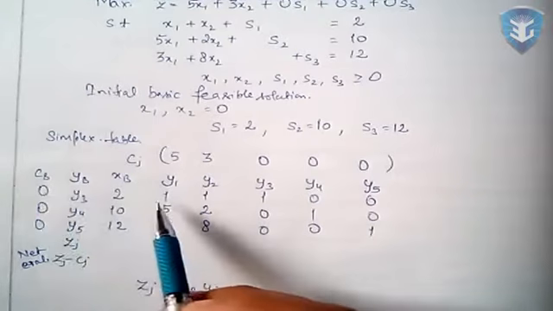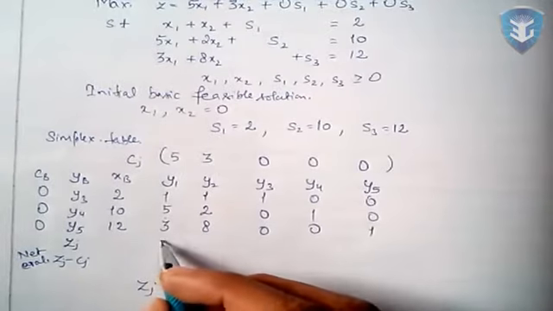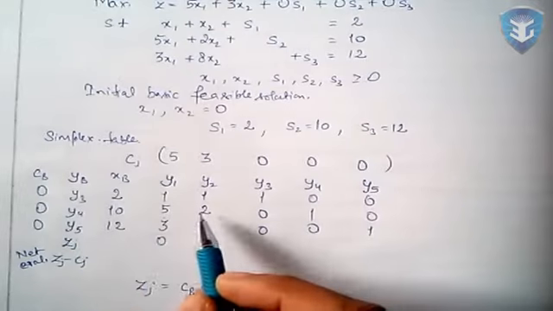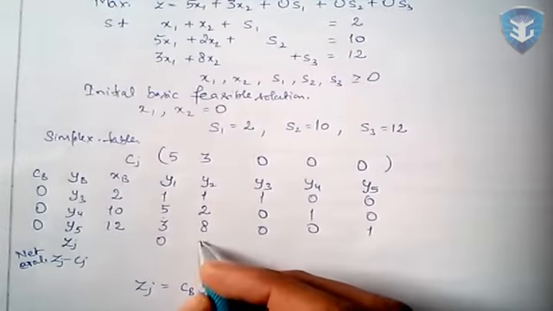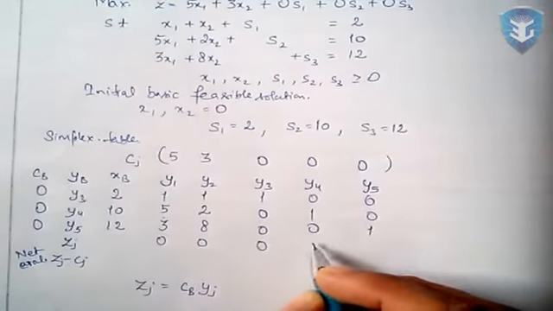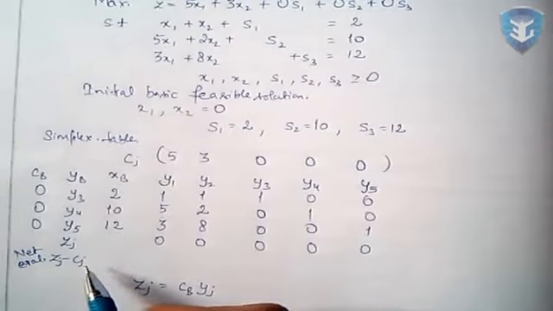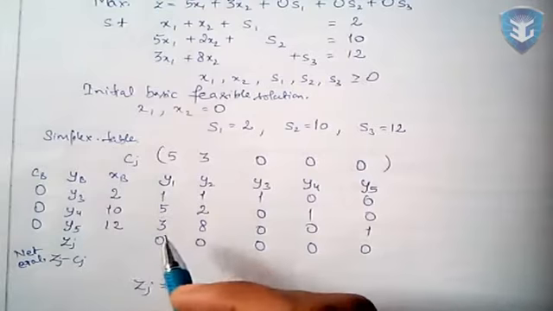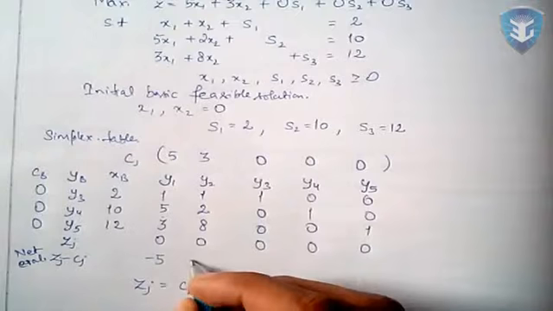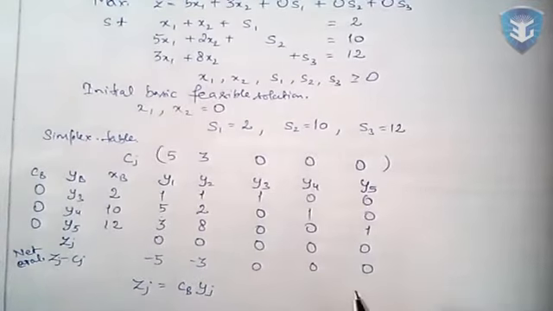Like 0 multiplied by 1 plus 0 multiplied by 5 plus 0 multiplied by 3, that is 0. 0 multiplied by 1 plus 0 multiplied by 2 plus 0 multiplied by 8, that is 0. And in the same way, all the values of ZJ here will be equal to 0. Now, for the net evaluation, that is ZJ minus CJ, we will do ZJ minus CJ as 0 minus 5, minus 5, 0 minus 3, minus 3, 0, 0 and 0.